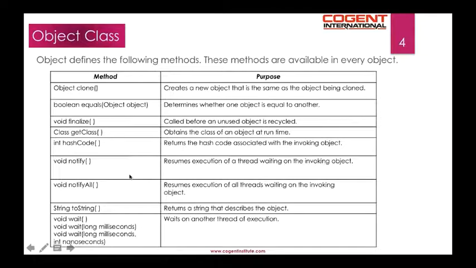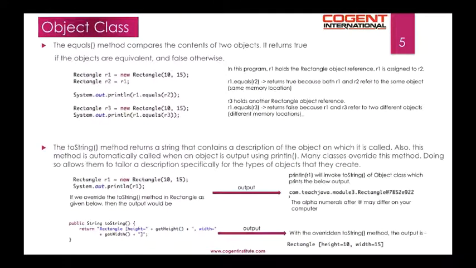notify and notifyAll are used in multi-threaded programming. toString returns a string that describes the object. The overloaded wait methods are used to wait on another thread of execution, used in multi-threaded programming. We'll take a look at the equals and toString methods in detail because they are commonly used.